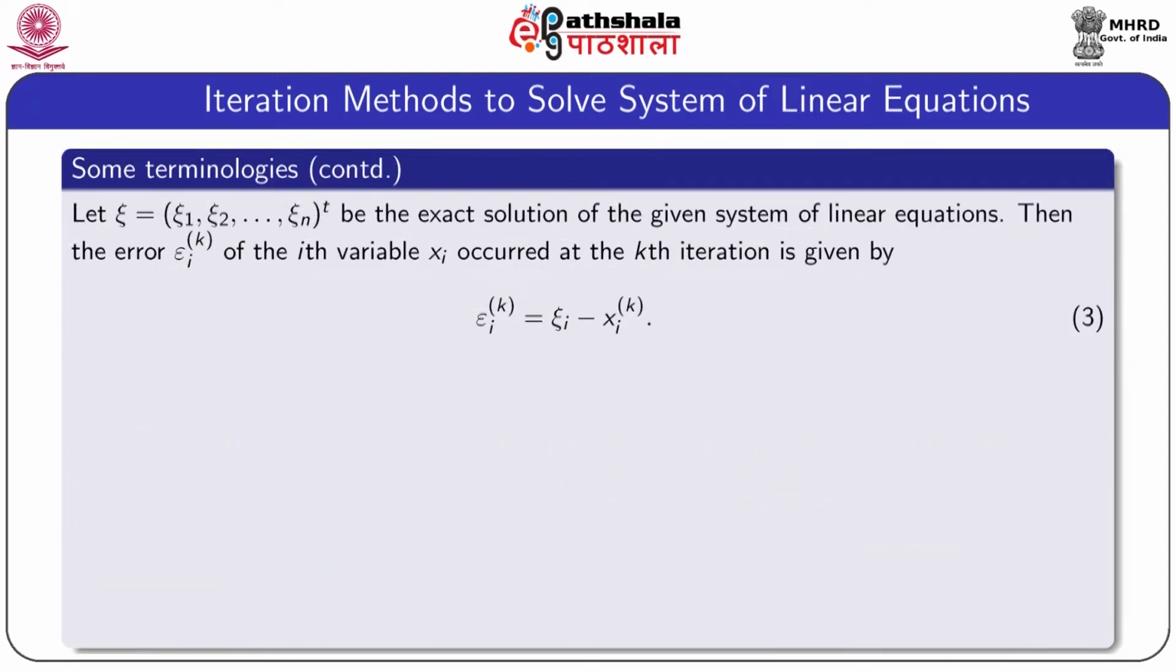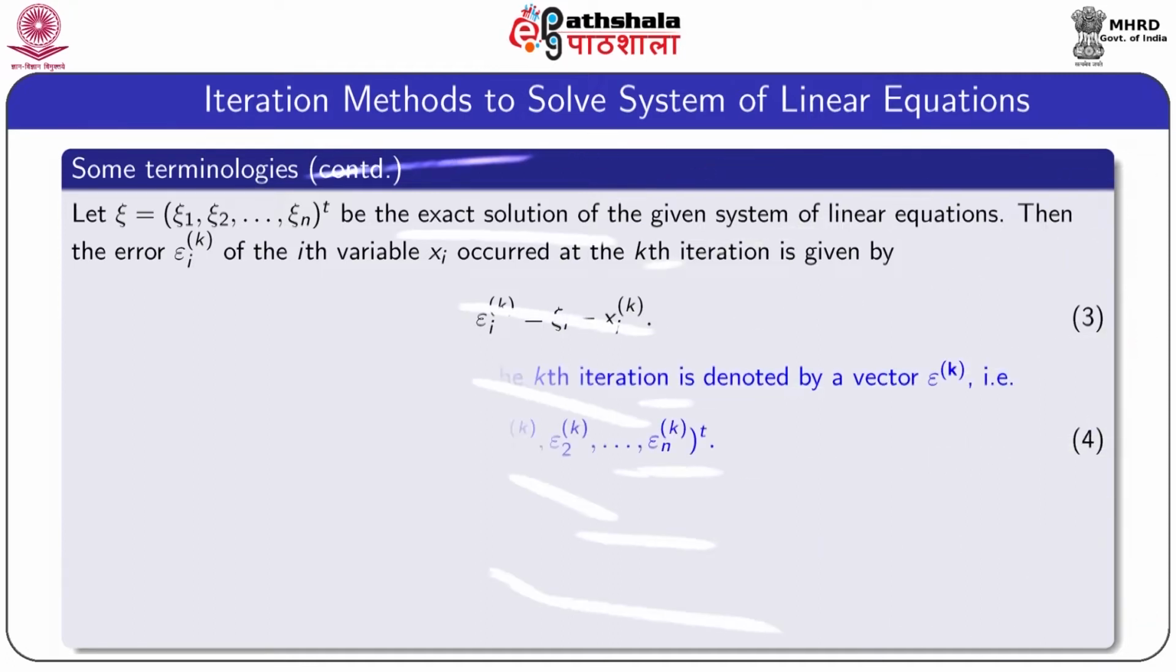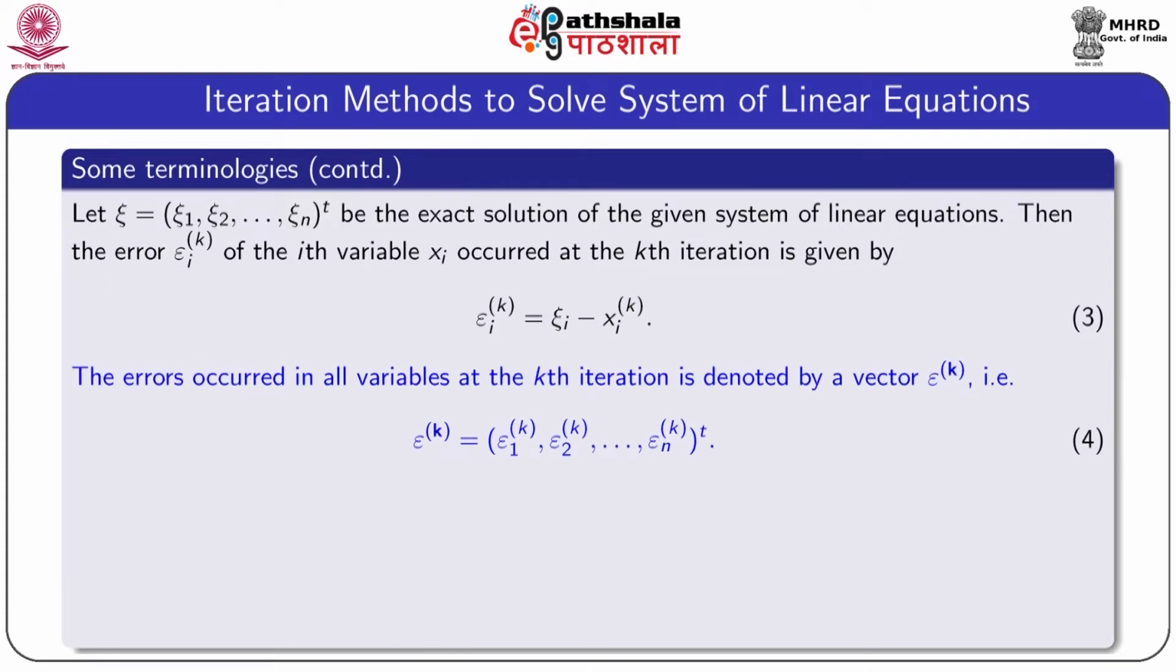Now, let x be the solution vector or the exact solution of the given system of linear equations. Then the error epsilon_i^k, that means the error at the kth iteration for the variable xi, is defined by epsilon_i^k equal to xi minus xi^k, where xi is the exact value of the variable xi and xi^k is the kth approximate value. The error in all variables at the kth iteration is denoted by the vector epsilon^k, equal to (epsilon_1^k, epsilon_2^k, ..., epsilon_n^k) transpose.